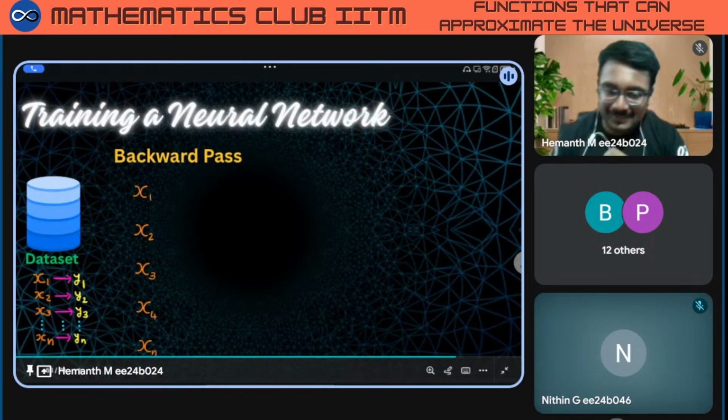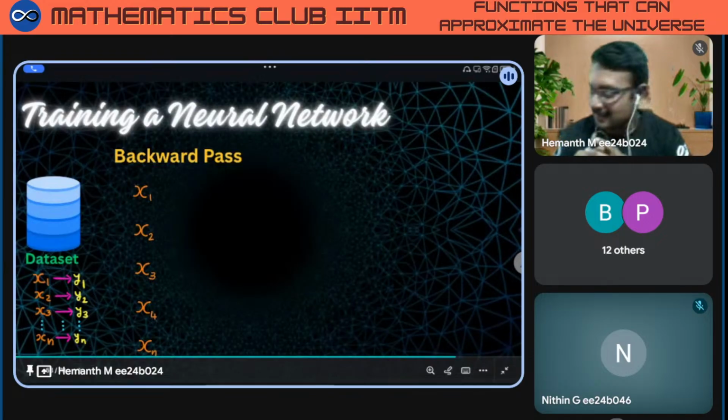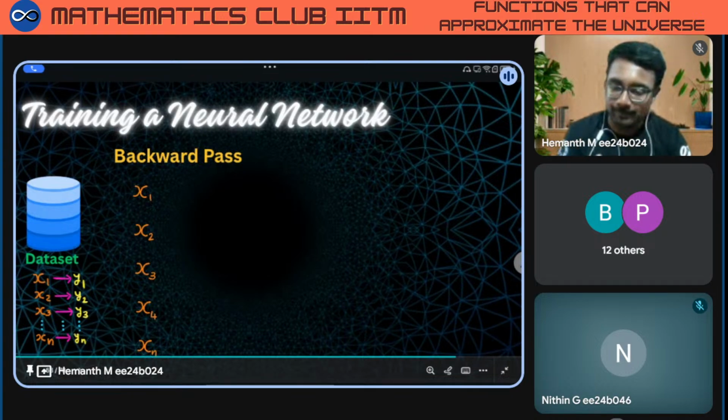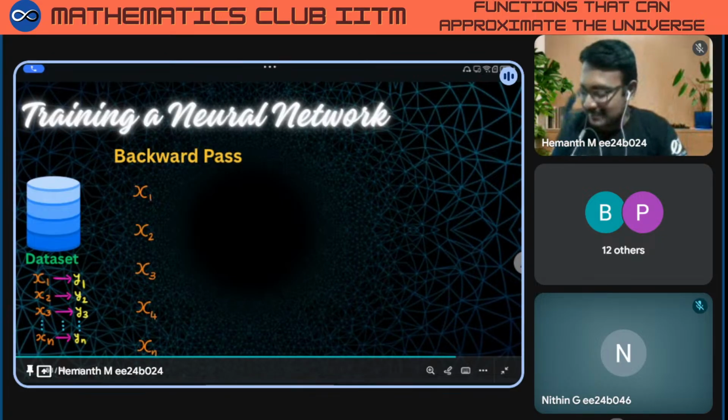In the previous slide, I just took one input sample, x1, calculated the loss and used that for calculating the gradient. But in reality, we will have a very huge data set. If you use just this one input, you're making the model learn that particular mapping. Instead, we want the model to learn the whole data set.